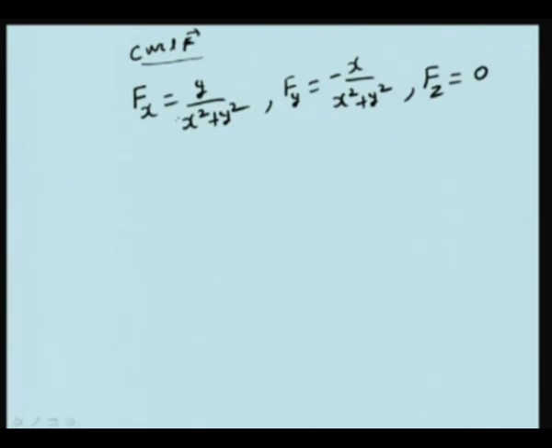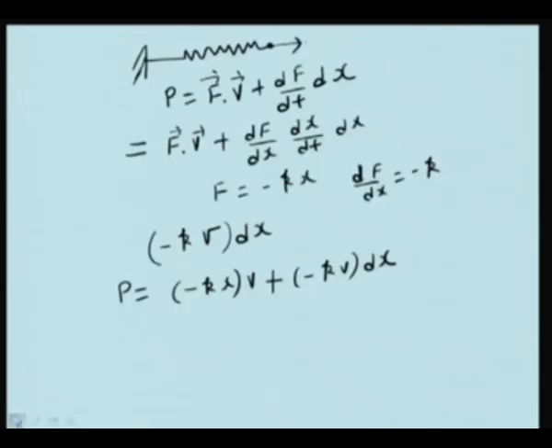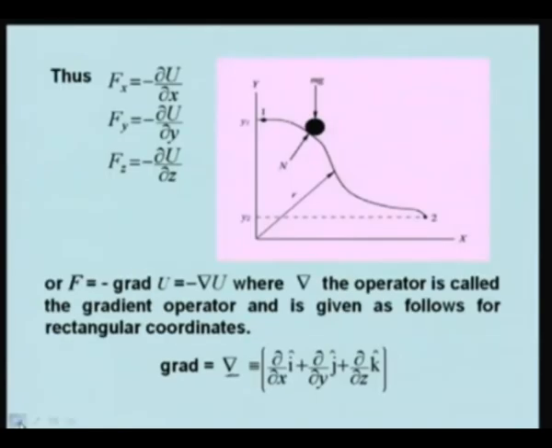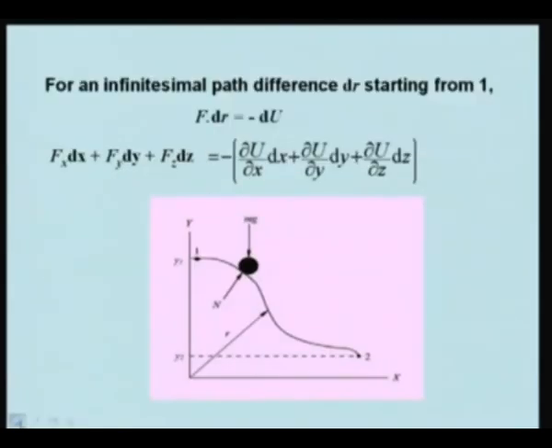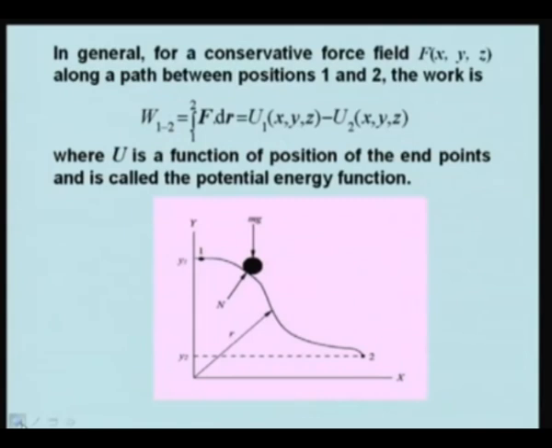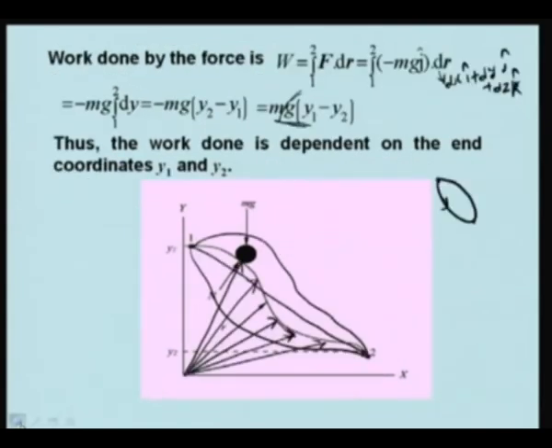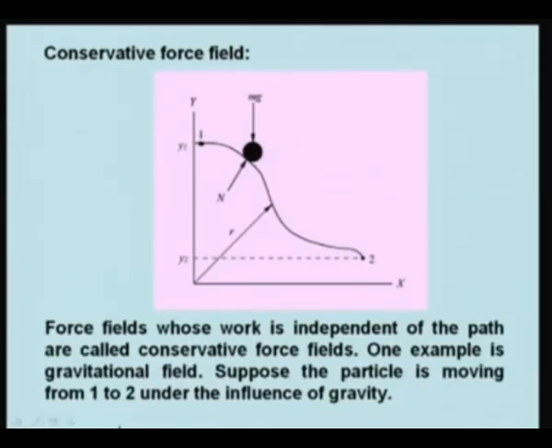This force field provides curl F equal to 0. However, this force field is not conservative. Thus, curl F equal to 0 can be called a necessary condition but not a sufficient condition. Sufficient condition is from the basic definition. A force field whose work is independent of the path is called a conservative force field.